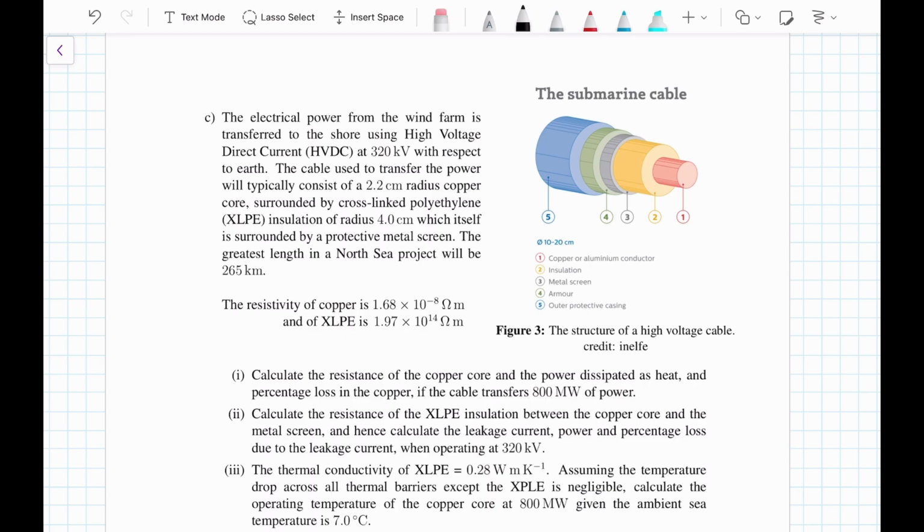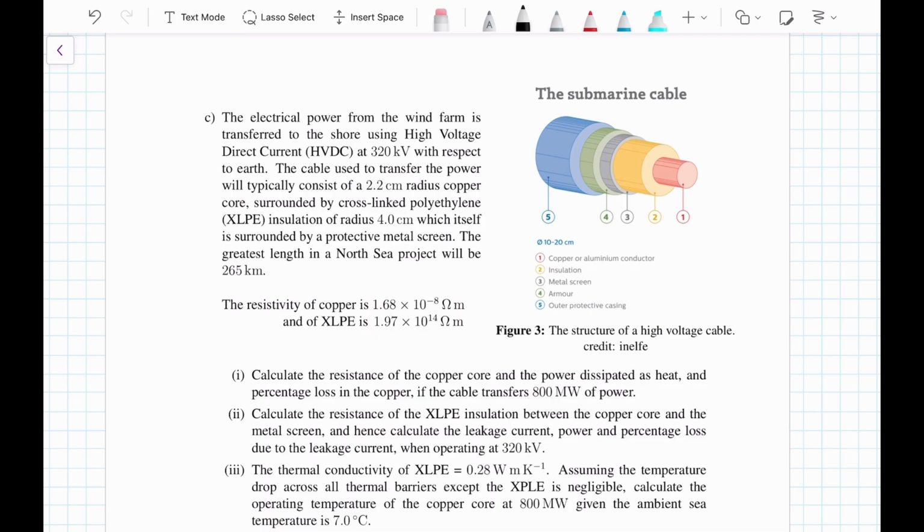So let's see. It says the electrical power from the wind farm is transferred to the shore using high voltage direct current at 320 kilovolts with respect to Earth. And the cable used to transfer the power typically consists of a 2.2 centimeter radius copper core surrounded by a cross-linked polyethylene insulation of radius 4 centimeters, which itself is surrounded by a protective metal system.